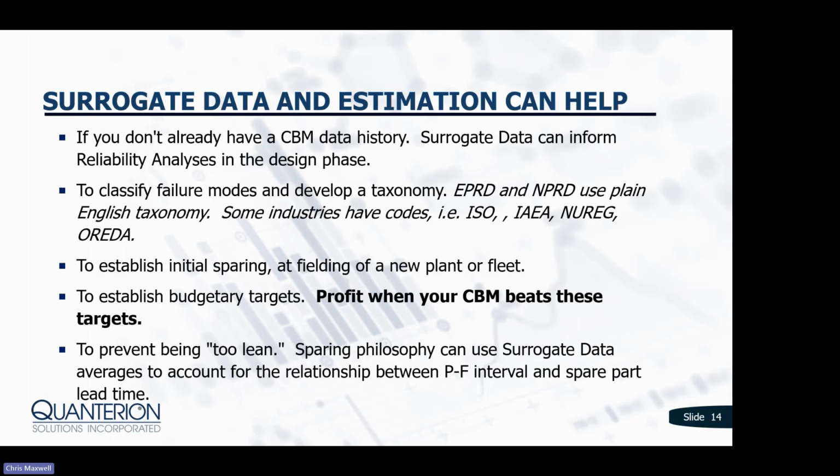For instance, in NUREG, you would have, say, a manually operated valve, which might be, I think the code for that might be MOV, and then dash ELL is external leak large, ILL is internal leak large, or SOP might be like spurious operation. So surrogate data can help you to figure out what failure modes you want to classify or consider in your DIPF curves or your PF curves.